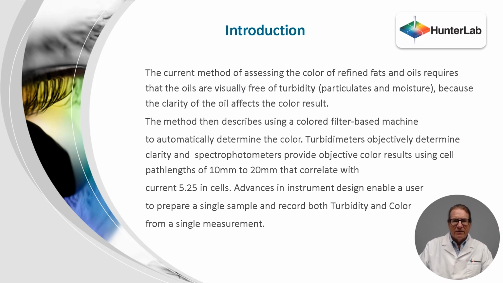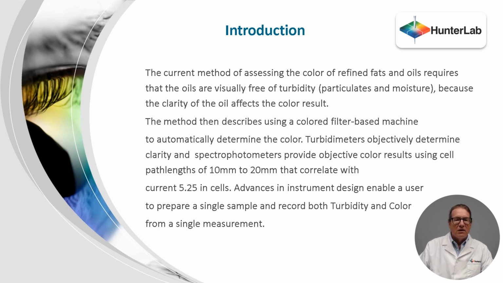The current AOCS automated method of assessing the color of refined fats and oils requires that the oils are visibly free of turbidity, that's particulates and moisture, because the clarity of the oil affects the color result. They require the user to do a visual assessment of turbidity prior to doing an automatic filter selection determination of color.